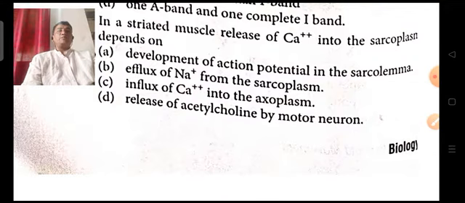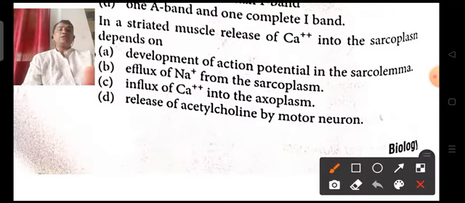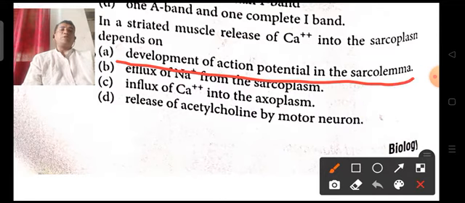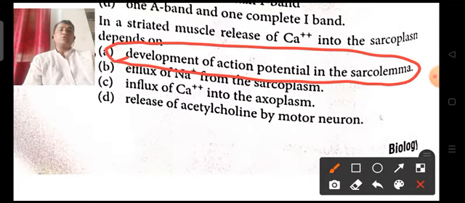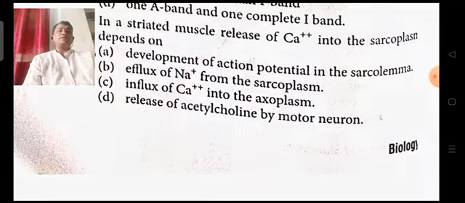You know that cross bridge formation. This bridge pulls the actin filaments, causing them to slide over the myosin filament and thereby causing contraction. So in a striated muscle, release of calcium ions into the sarcoplasm is related to the generation of action potential in the sarcolemma. So your option A is the right answer.